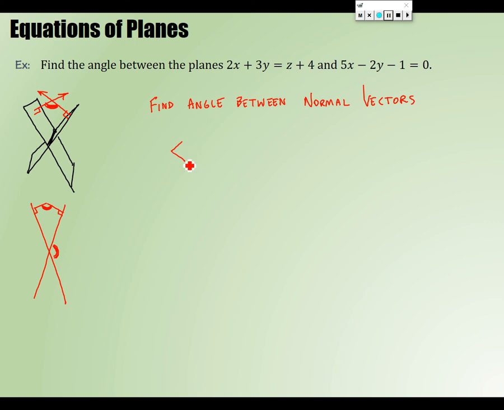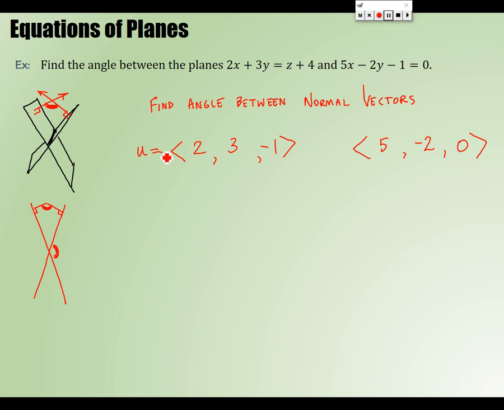So what are the normal vectors? 2, 3, 1, right? Oh, negative 1. I'm trying to trick you up there, but what about over here? 5, negative 2, negative 1, right? Oh, 0. That one got me for a second. You've seen all the tricks. Right now, just find the angle between these.